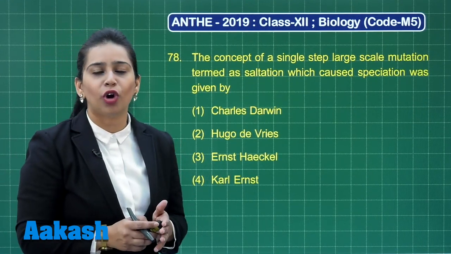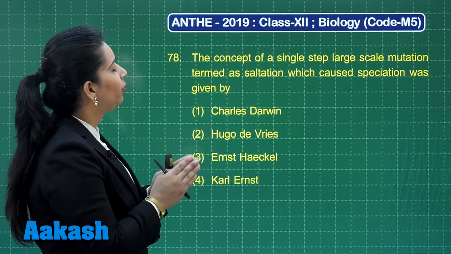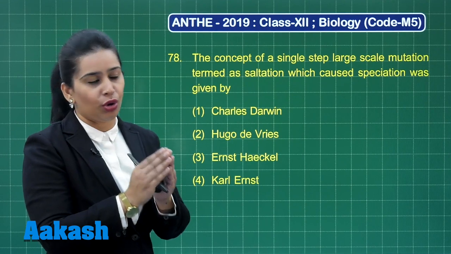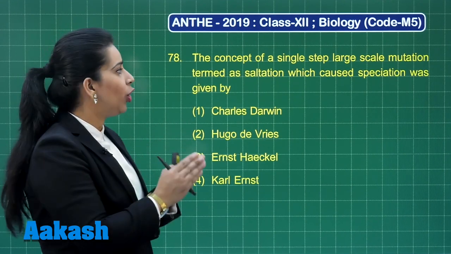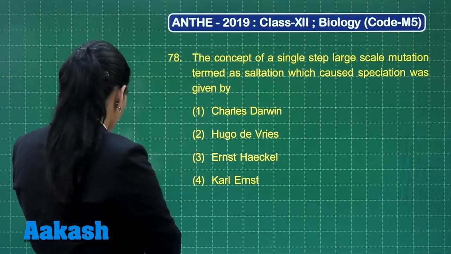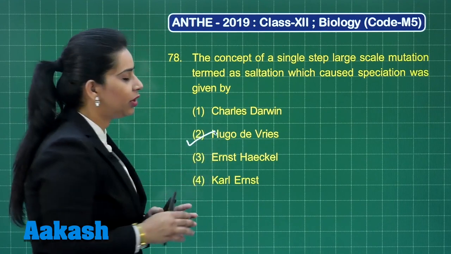This again comes from the topic evolution, which is very, very important, and this comes from the theories of evolution of life. So, this concept saltation was proposed by Hugo de Vries. So, the correct answer is option number 2.